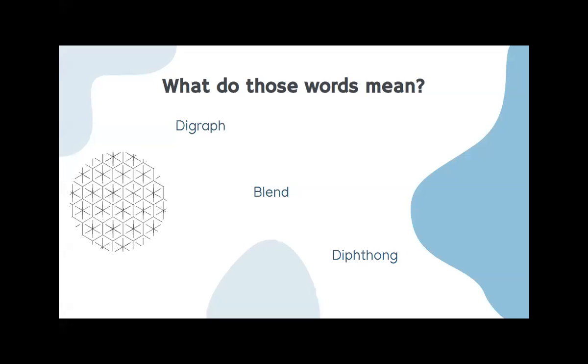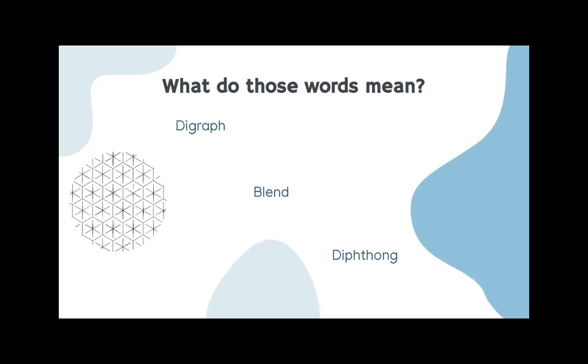We also have blends. Blends are when there are multiple letters with multiple sounds. So a beginning blend in the word blend is BL. So you hear bl, bl. Those are two different distinct sounds that come together, and that is considered a blend in the English language.